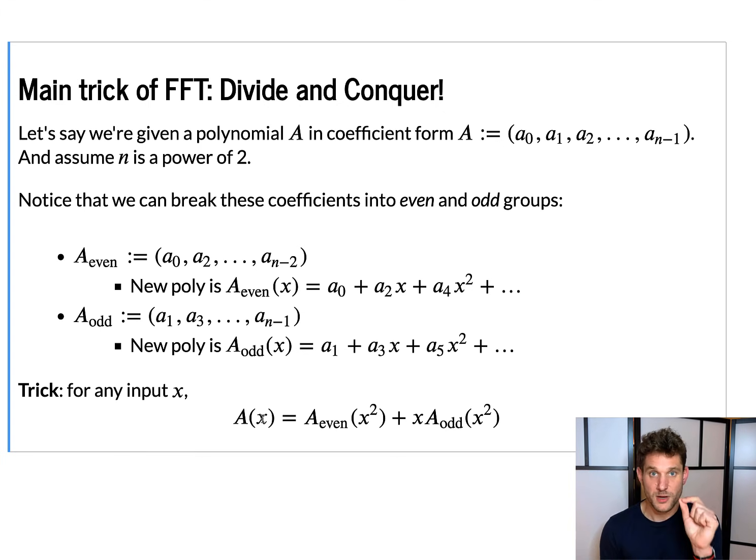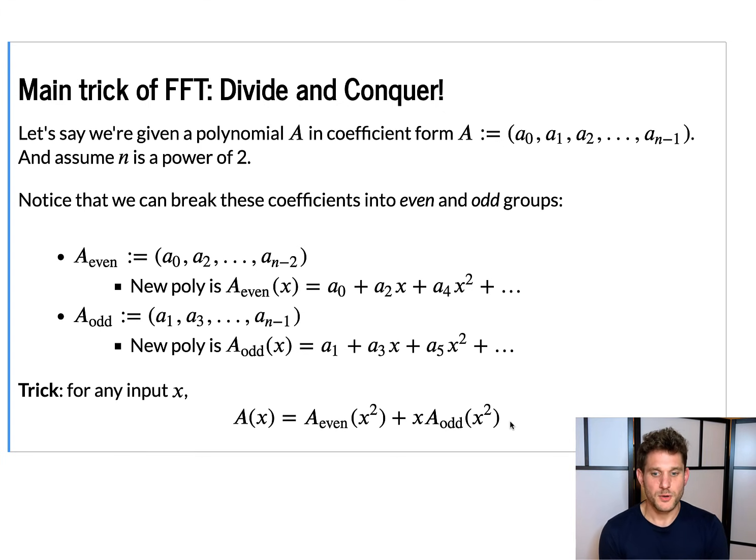The main trick here, and the cutest trick and the thing that makes the fast Fourier transform work, is this simple observation. You can compute the value a of x by simply computing a even on the value x squared plus x times a odd also at the value x squared. If you take these two polynomials a even and a odd, and you want to get back to a of x, you can do this simple operation. Why is this useful? Why is this so important?